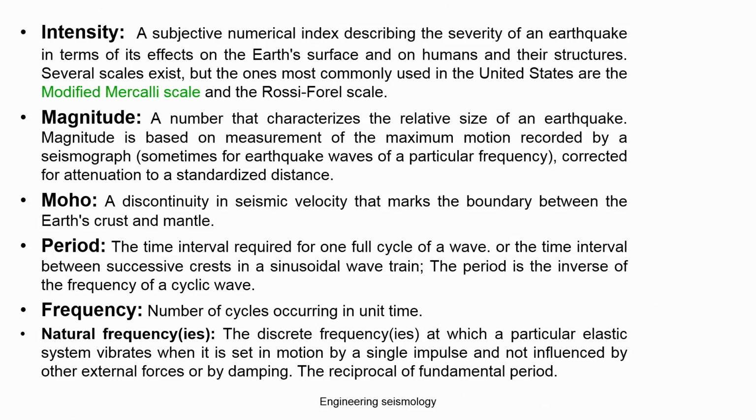Moho is the discontinuity of the seismic velocity that marks the boundary between the earth's crust and mantle. So, the Moho is actually the discontinuity between the earth's crust and mantle. The period is the time interval required for one full cycle of the wave, or the time interval between successive crests of the sinusoidal wave train. We will be discussing all those things in detail.